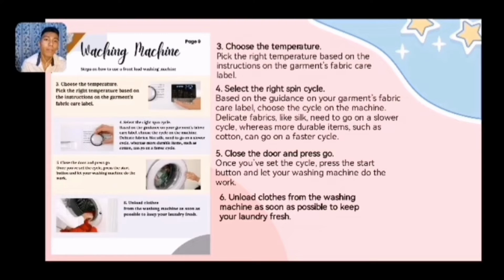So the fifth procedure is close the door and press go. Once you've set the cycle, press the start button and let your washing machine do the work.